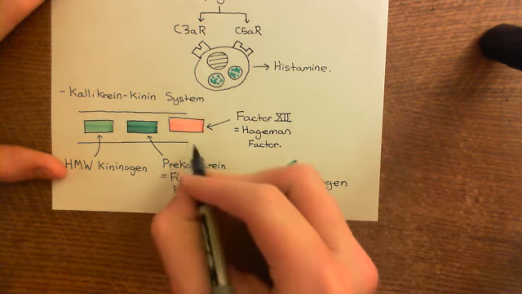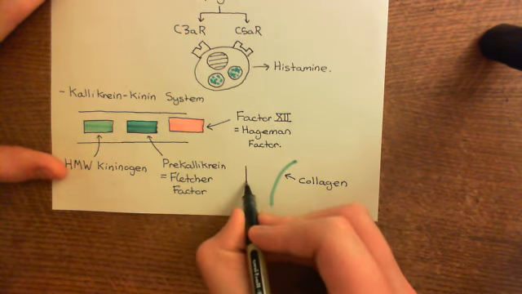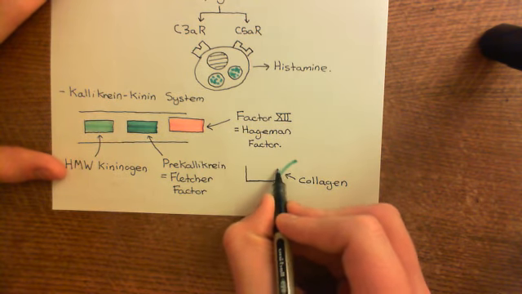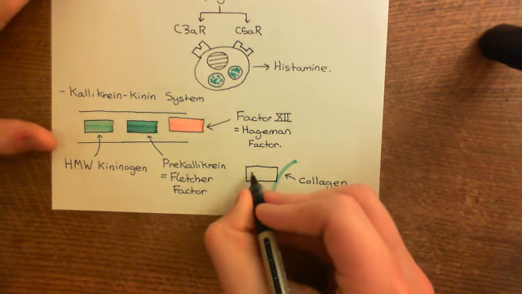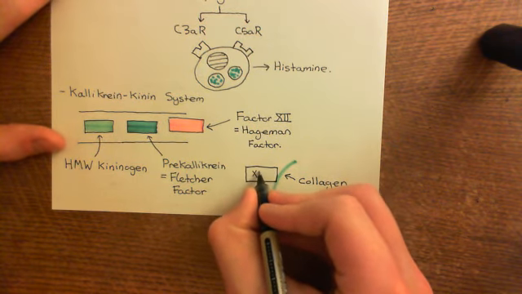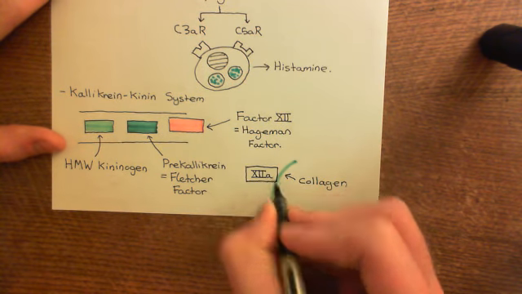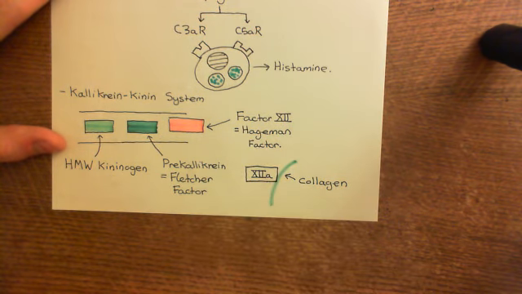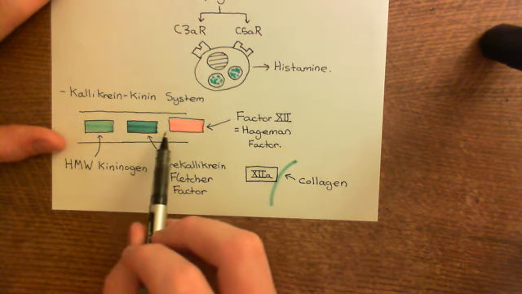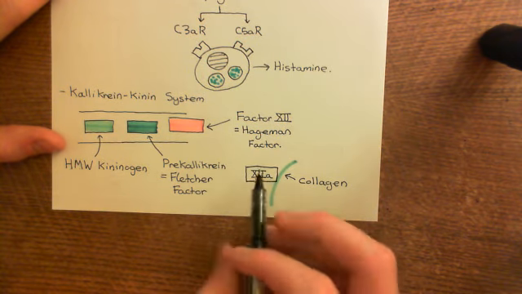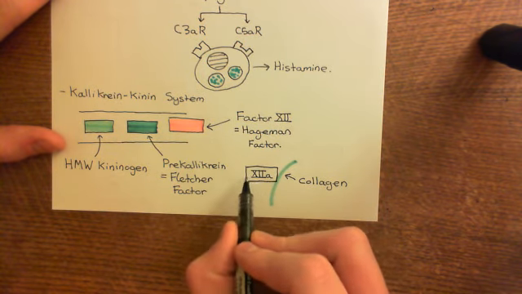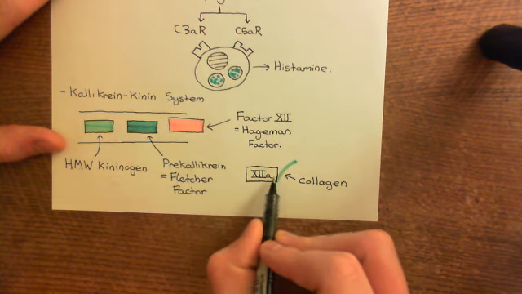So when Hageman factor comes out of the blood, it will bind to collagen, which was something it was never allowed to see before. And binding to collagen causes the activation of Hageman factor, and it's now called factor 12A, or activated Hageman factor. Now what happens is prekallikrein follows it, but it doesn't bind to collagen. Instead, it's now going to be activated in turn by the activated Hageman factor.